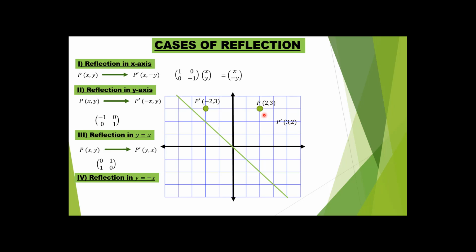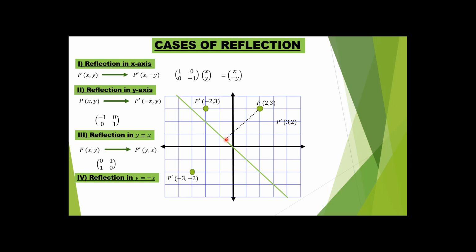If we want to reflect this point P in this particular line, we have to consider the distance of this point. And this is the straight distance of this point P from the line y equals minus x. Its image will be in the opposite direction and at the same distance from this line. So this will be P dash in this particular case, whose coordinates are going to be minus 3 as x and minus 2 as y.